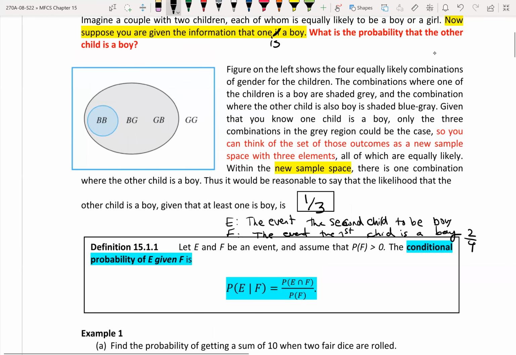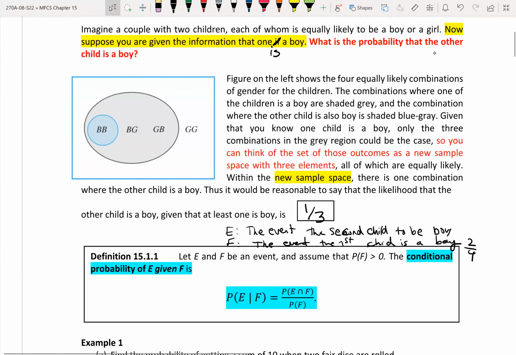Actually, it didn't say the first one, sorry. I'm reading the yellow part. It says the given information is that one of them is a boy. Okay, so it doesn't say it's first or second. So that's why it's not 2 out of 4, it's 3 out of 4, sorry.